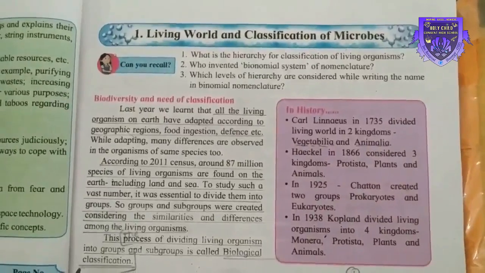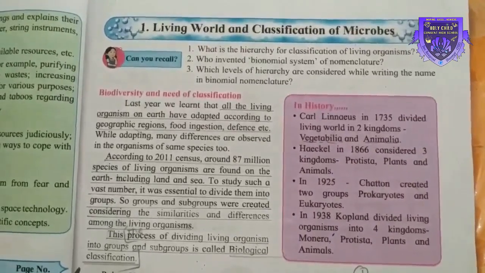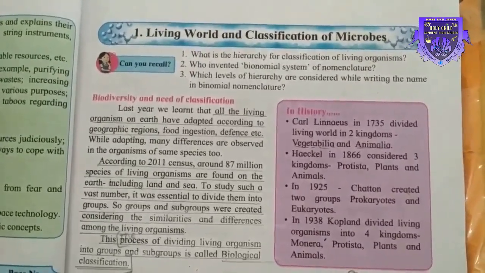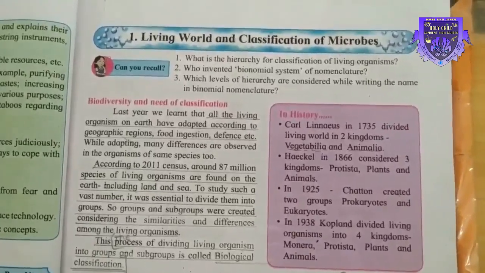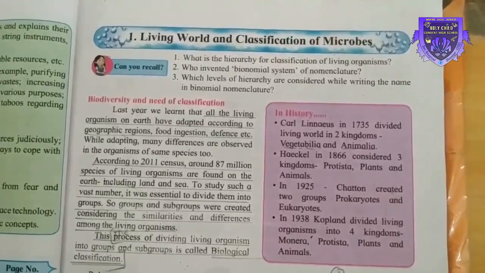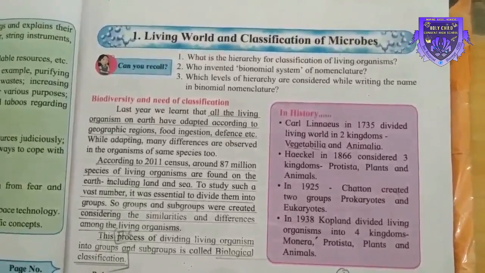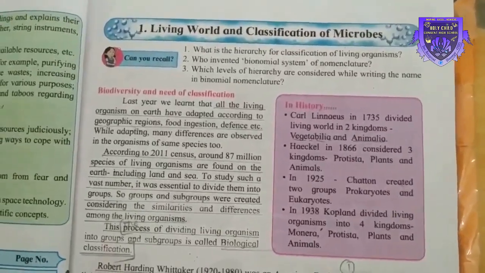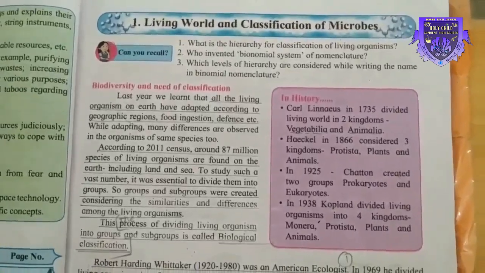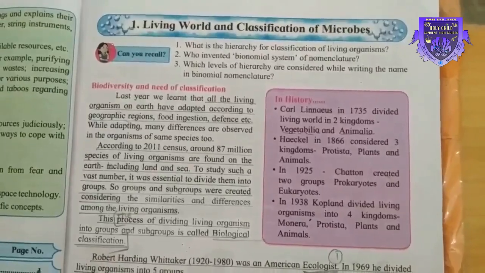According to the recent census, there are around 87 million different species. Now, to study them becomes so difficult because some are on land and some under the oceans. To make this study simpler, they are grouped, and this grouping is nothing but classification. Since the living organisms are grouped here, we call it biological classification.